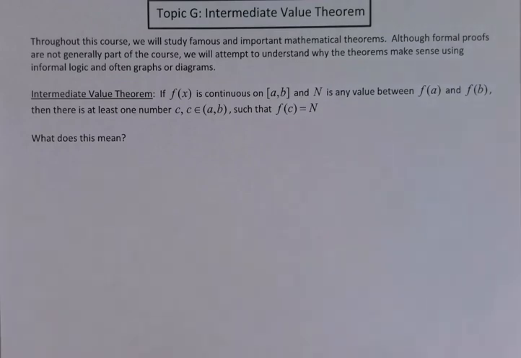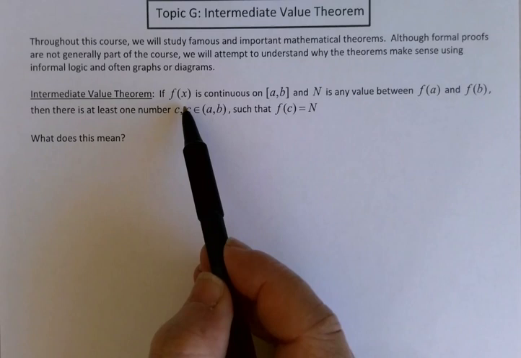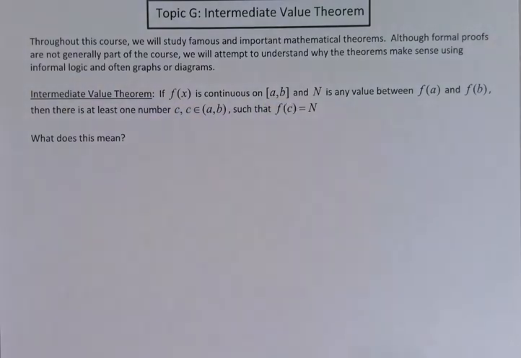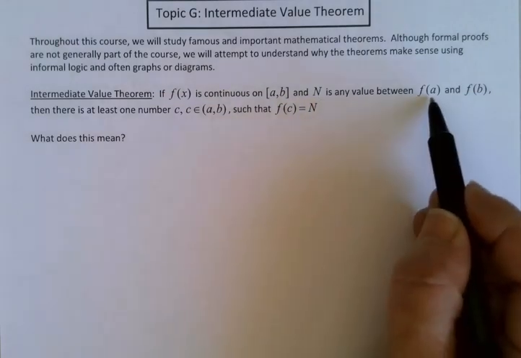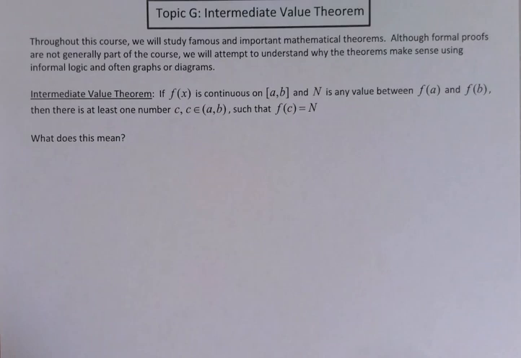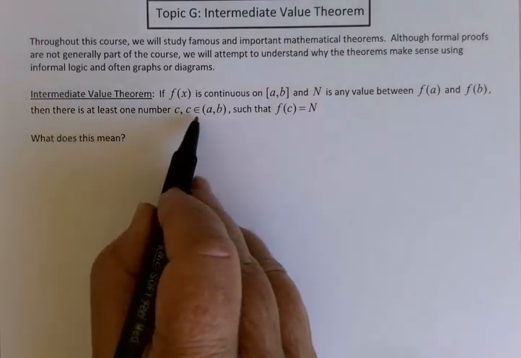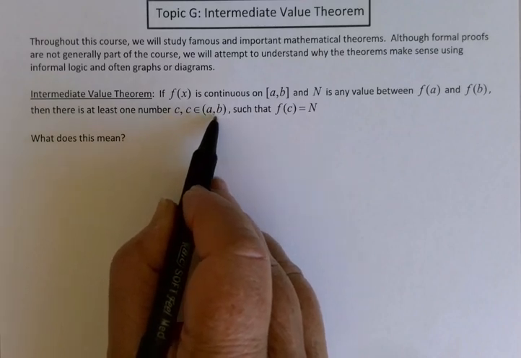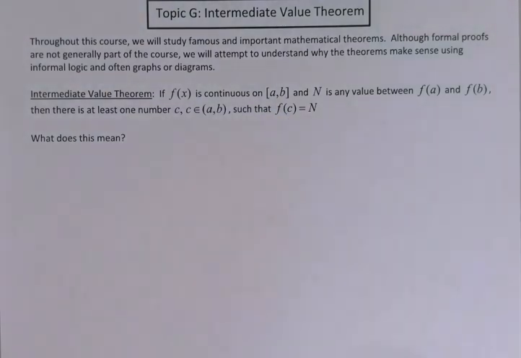So here's the statement of the intermediate value theorem. If f of x is continuous on the closed interval from a to b, and n is any value between f of a and f of b, then there is at least one number c. C is an element of the open interval from a to b, such that f of c equals n.